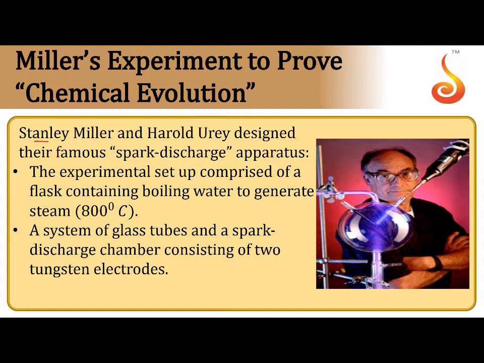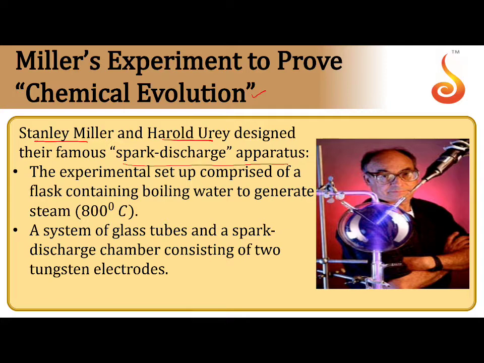According to Stanley Miller and Harold Urey, chemical evolution was the base of Earth being evolved. How did they explain it? They explained it through a very important setup, which is the spark discharge setup.